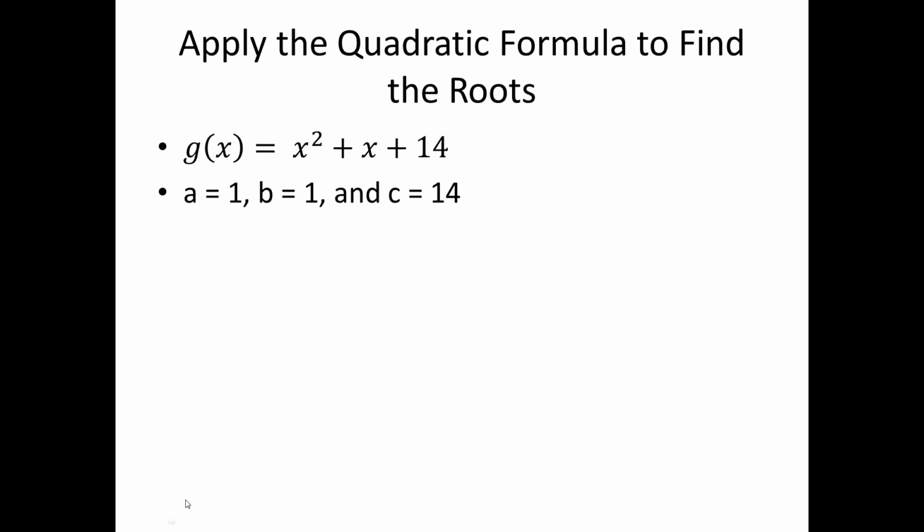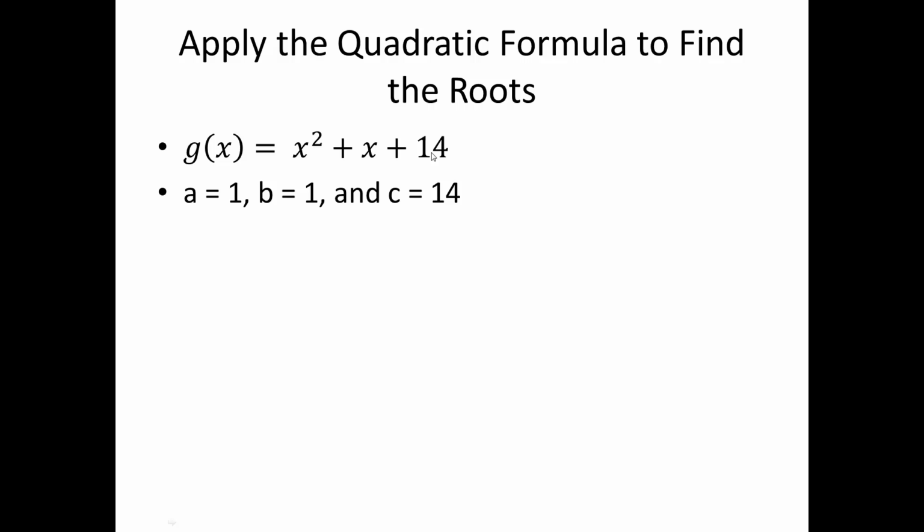Let's look at the next one. We have x squared plus x plus 14. Again, this g of x is just function notation. Really, you could replace that with the variable y, which we don't need. So let's pick out our a, b, and c. A is 1, understood because you don't see a number there. B is 1, that's understood because you don't see a number in front of x.